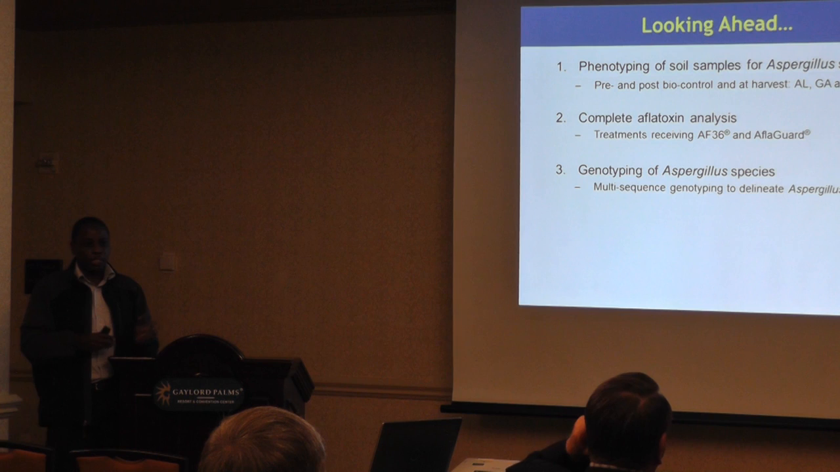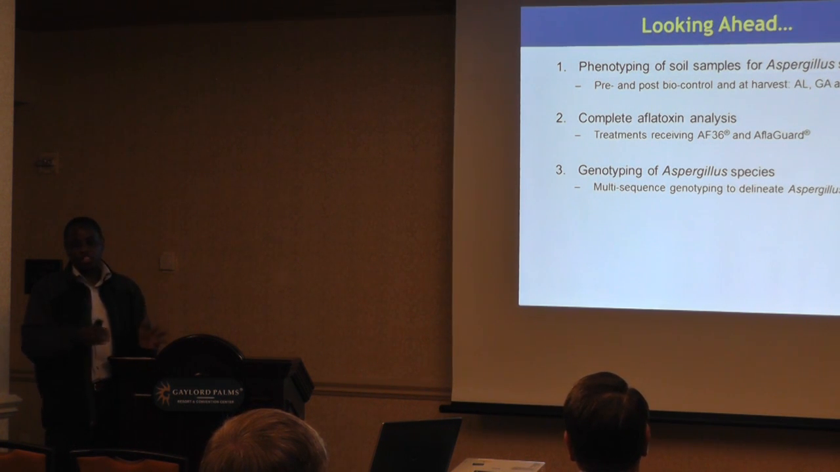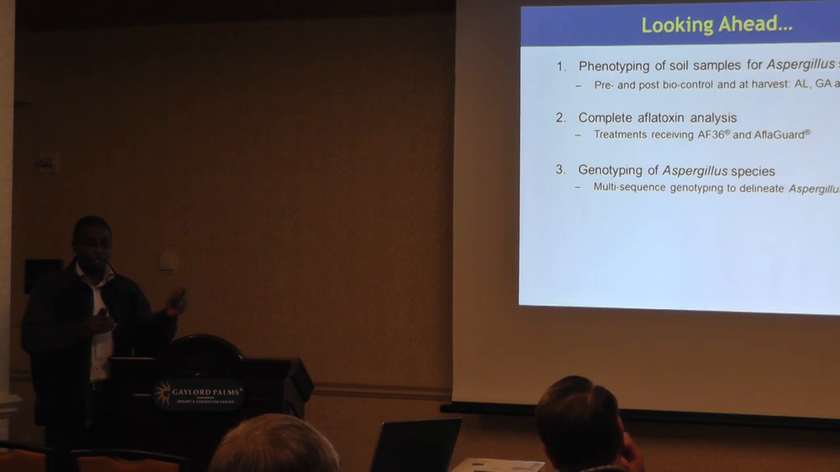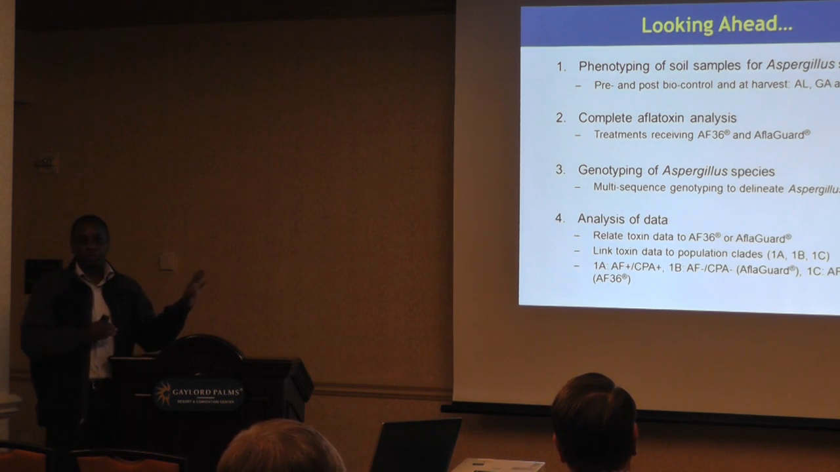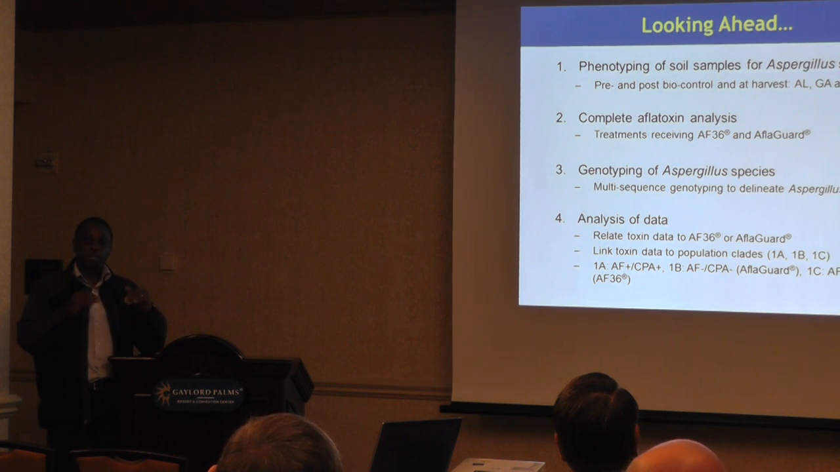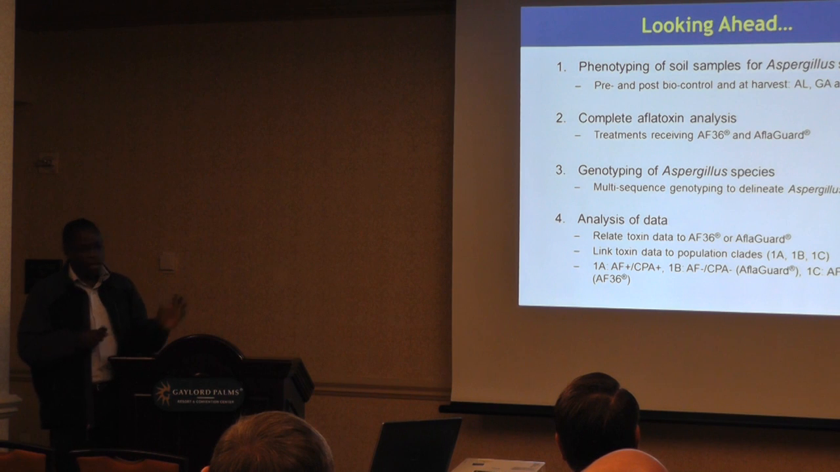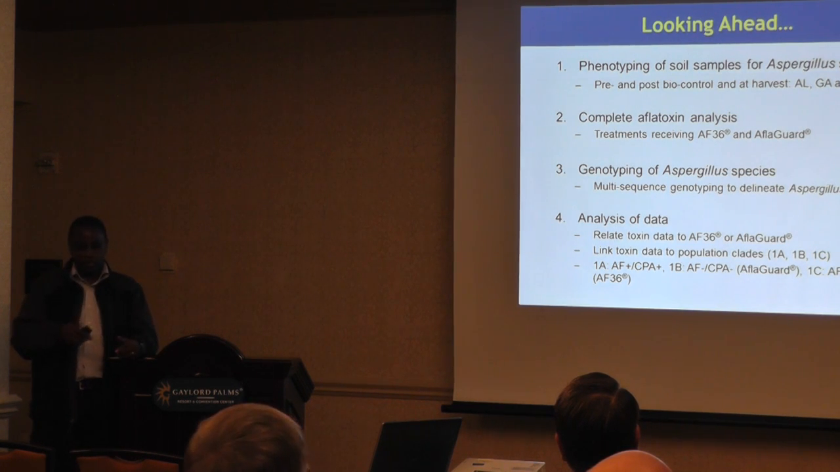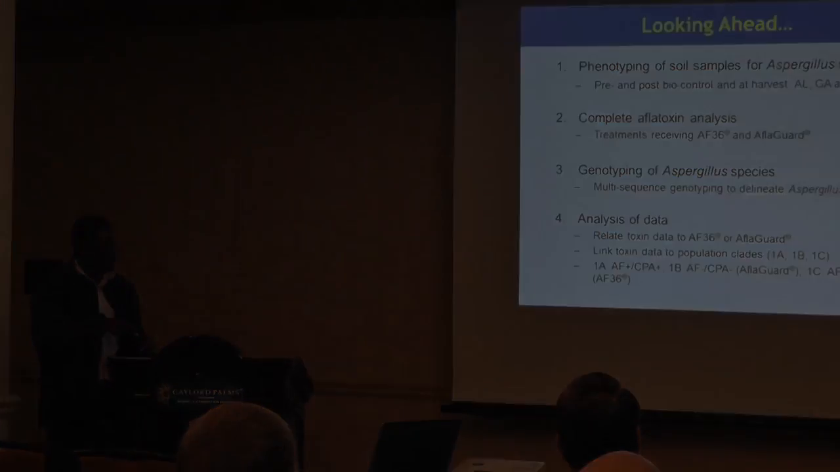So we'll complete our genotyping to delineate specific species within the section Flavi: LS, Nigri and parasiticus. Once that is completed, we'll have to relate that to the efficacy of the individual biocontrol agents by looking at the relative reduction in the aflatoxin contamination within the corn. Based on what we have been able to determine, A. flavus does fall into three clades. We have the A1 clade, AB, and AC.